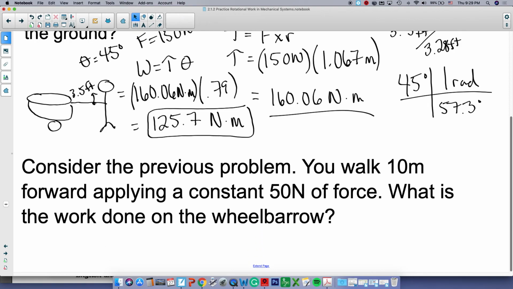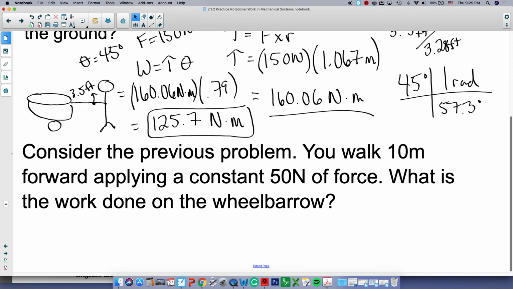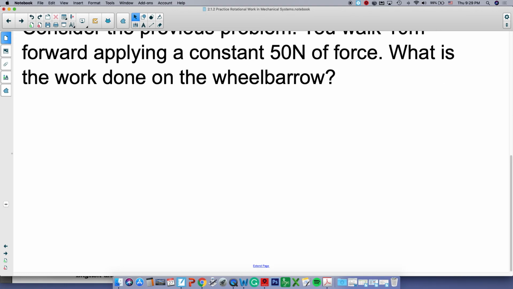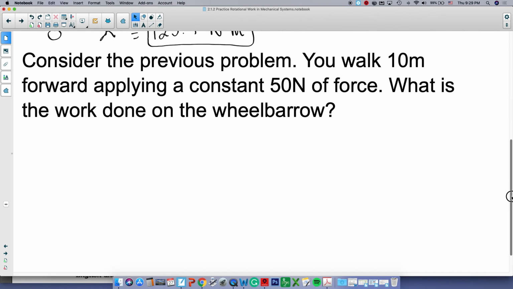So on top of this one, consider the previous problem. You walk 10 meters forward, applying a constant force of 50 newtons. What is the work done on the wheelbarrow? Okay, so now this one, I'm not lifting it anymore. I'm just holding it at that 45 degree angle, and I'm walking with it. I'm pushing it. So let's say we got our wheelbarrow here. This is 45 degrees, and we're pushing it that way.